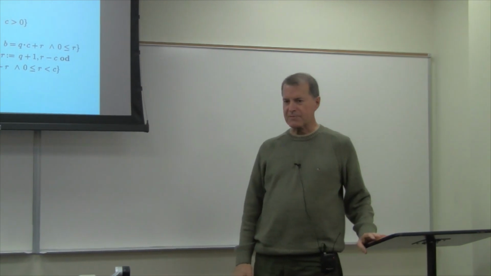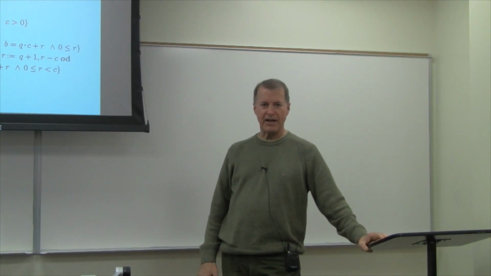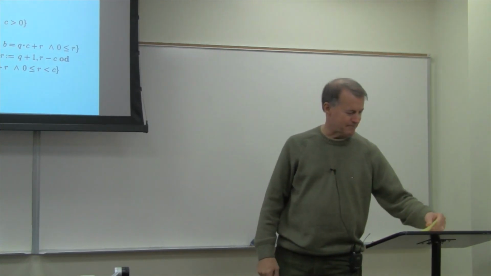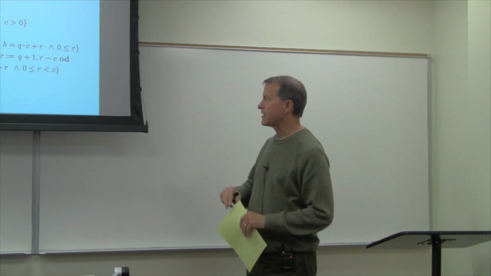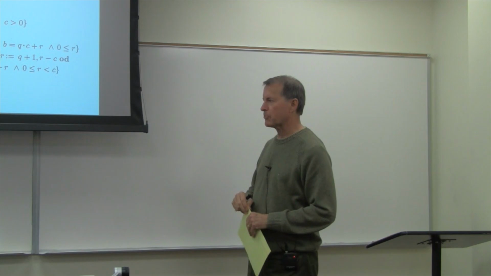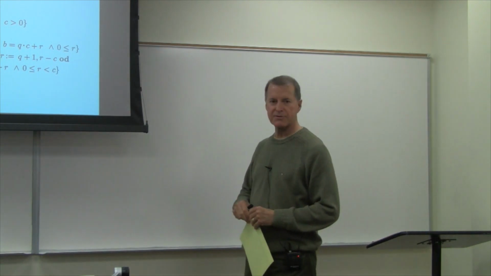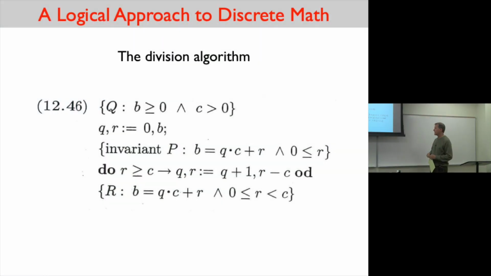All right, today is a special little vignette. This is an extra example of a proof of correctness for loops, proving loops correct. Last time we did the multiplication algorithm. This time we're going to do the division algorithm.